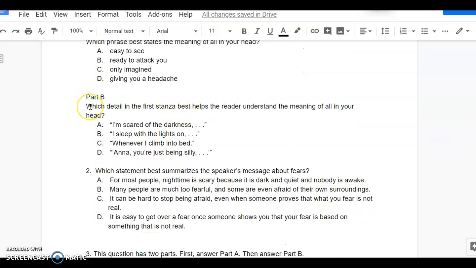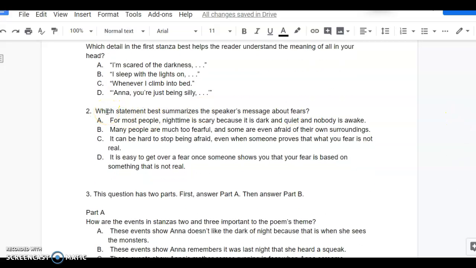Part B. Which detail in the first stanza best helps the reader understand the meaning of all in your head? A, I'm scared of the darkness. B, I sleep with the lights on. C, whenever I climb into bed. Or D, Anna, you're just being silly. So, what does all in your head mean? And then what's a good hint that that's how you figured out what it meant?